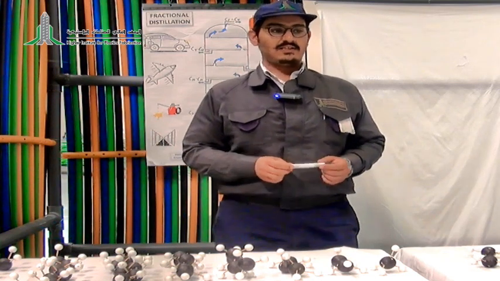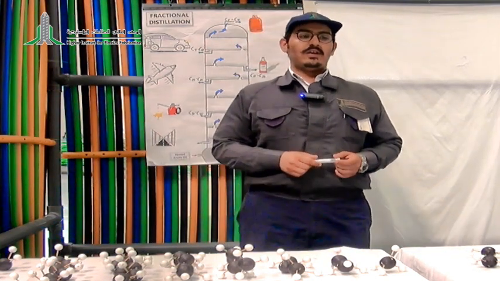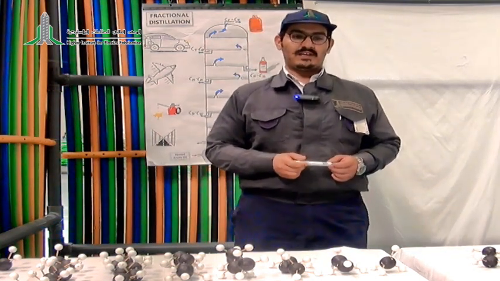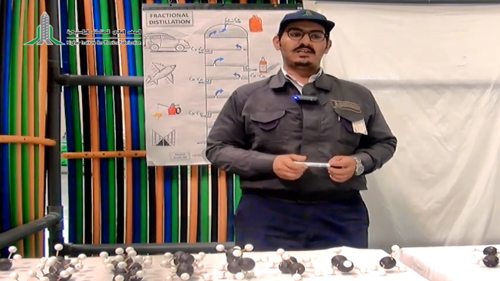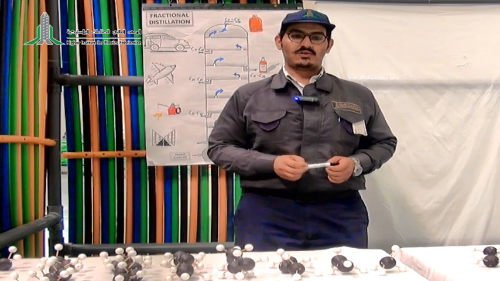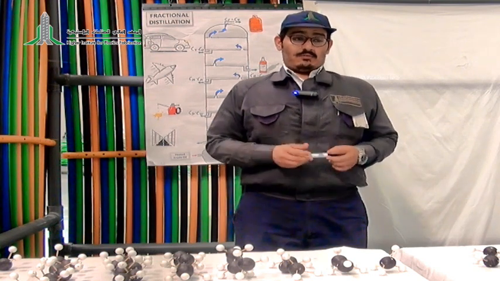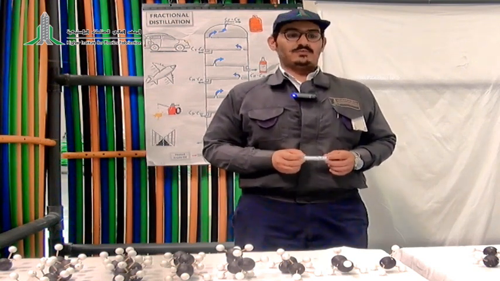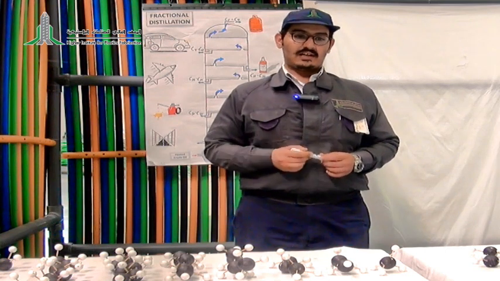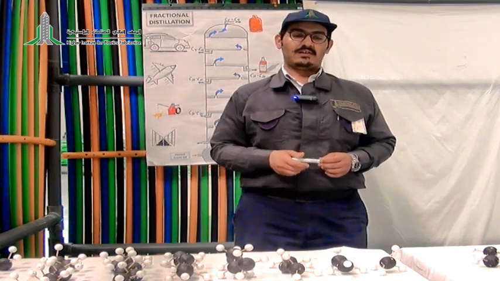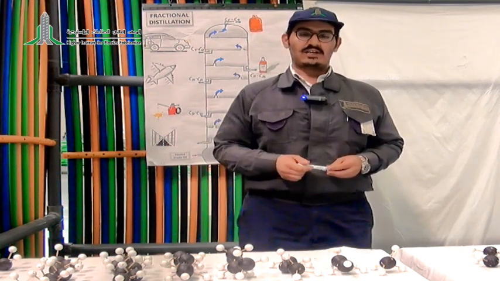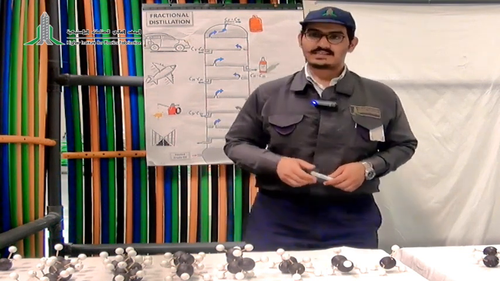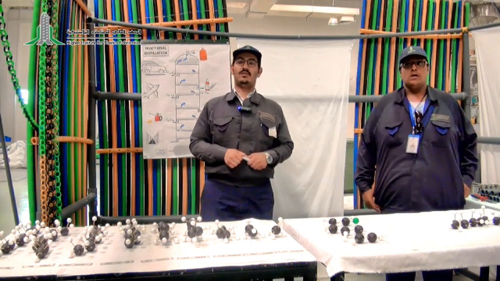The second stage is cracking. Although we have ethane and propane separated in the fractional distillation, it's not enough to meet the market demands, so we can produce ethylene and propylene by cracking the longer chain hydrocarbons with the help of either catalyst or heat, which will break the longer chain to shorter chains. And now Abdelmajid will continue.